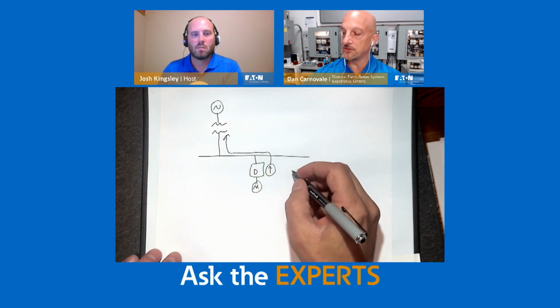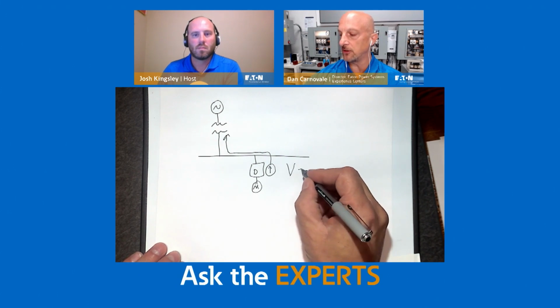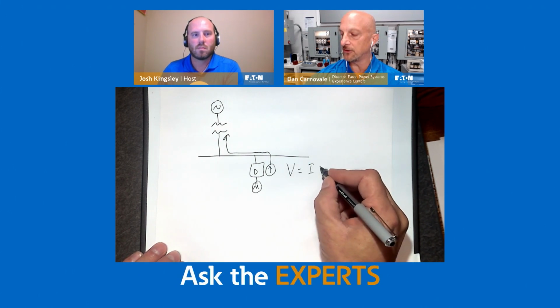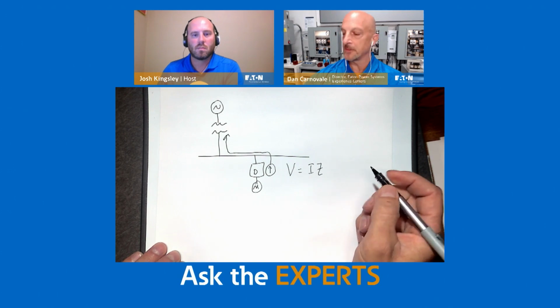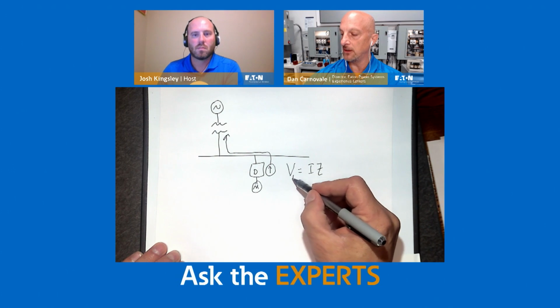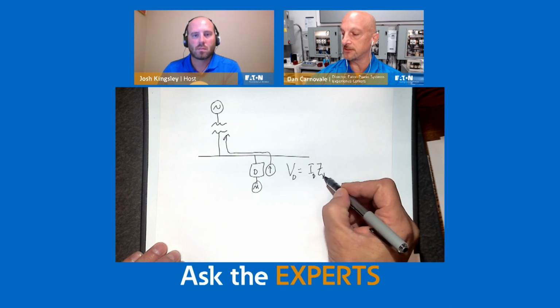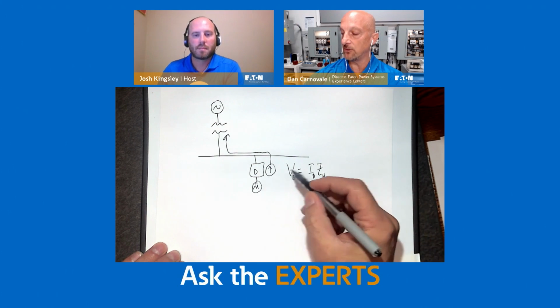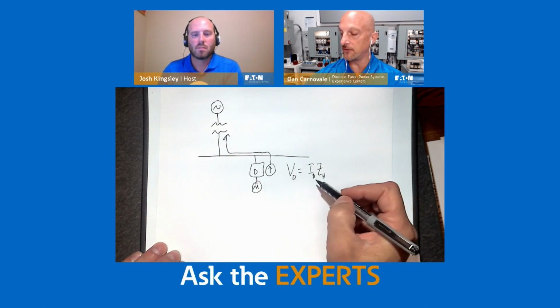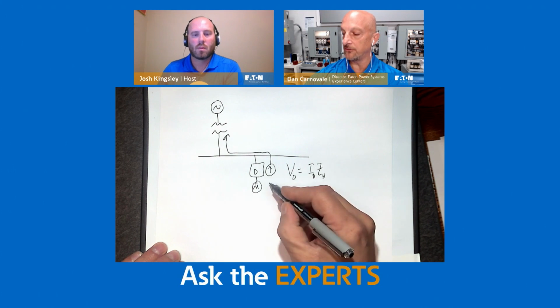Now, what's really interesting about harmonics is it seems overly complicated, but it's really just Ohm's law. Voltage equals current times impedance is Ohm's law. When we start without the drive, we have an equation that looks like this: voltage distortion equals current distortion times harmonic impedance. For the first scenario where we don't have a drive, voltage distortion equals zero because current distortion equals zero.